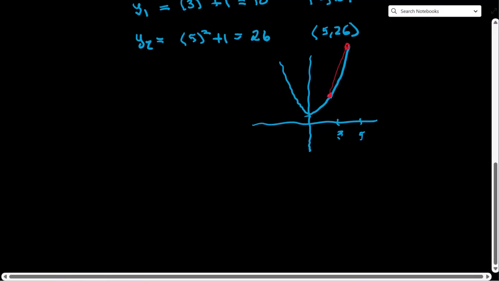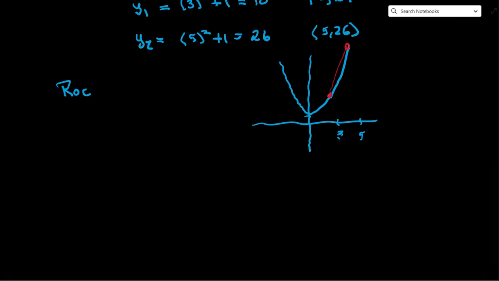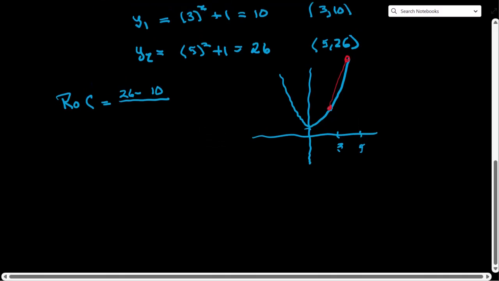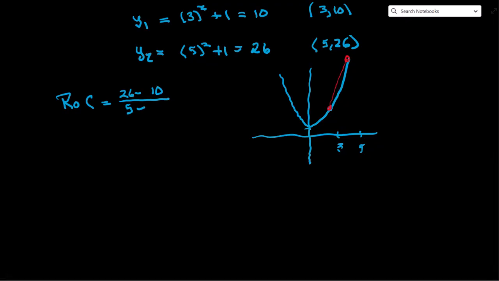To compute the rate of change this time, our rate of change is going to continue to be y2 minus y1. Our y2 is 26, our y1 is 10. Our x2, which goes with our y2, is going to be 5, and our x1 goes with our y1. So we're going to wind up with this 16 over 2. And in this case, the slope is going to be 8. It's going to be twice as steep as what it was in the previous example.